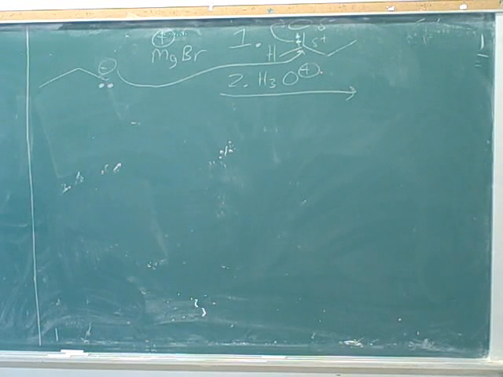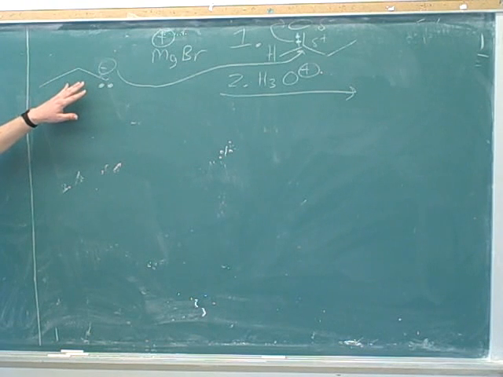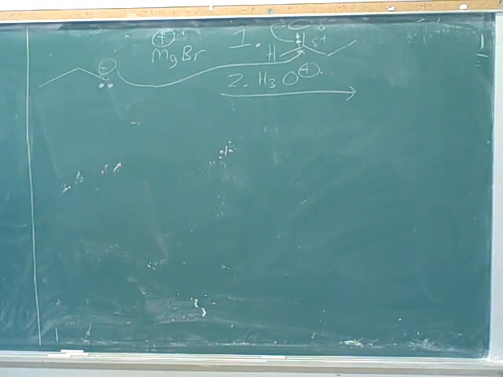Okay, so this would be a reasonable reaction for us to have happen here. So we said that if a Grignard has a choice, it would rather act like a base and not a nucleophile. But this Grignard has no choice. There are no good hydrogens for it to steal.